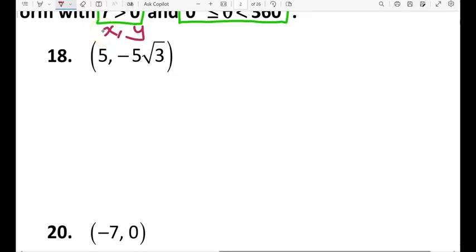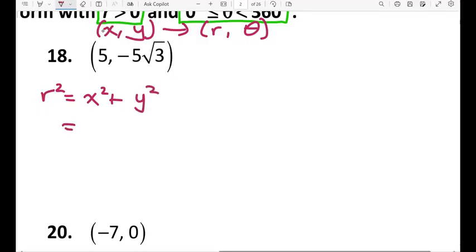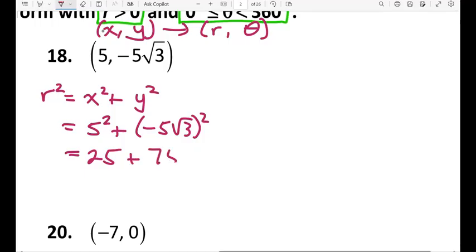In number 18, we are presented again with x comma y and want to convert to r comma theta. R squared is equal to x squared plus y squared, and x is 5, and y is negative 5 times the square root of 3. 5 squared is 25, and 5 times the square root of 3 squared is 75. So r squared is equal to 100, and if we take the positive square root of that, r is equal to 10.